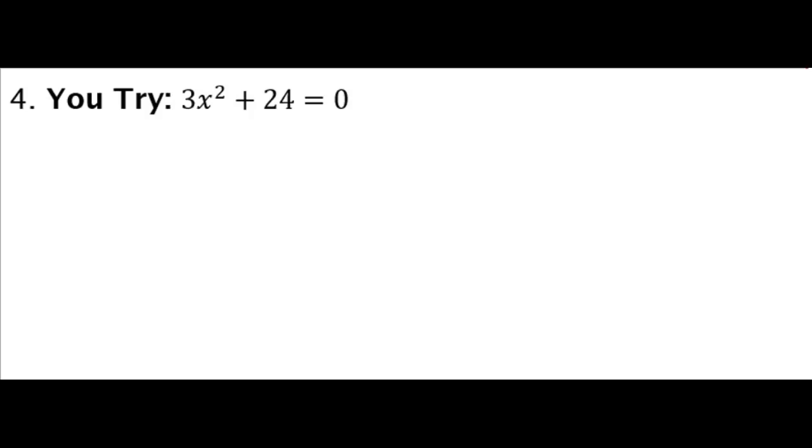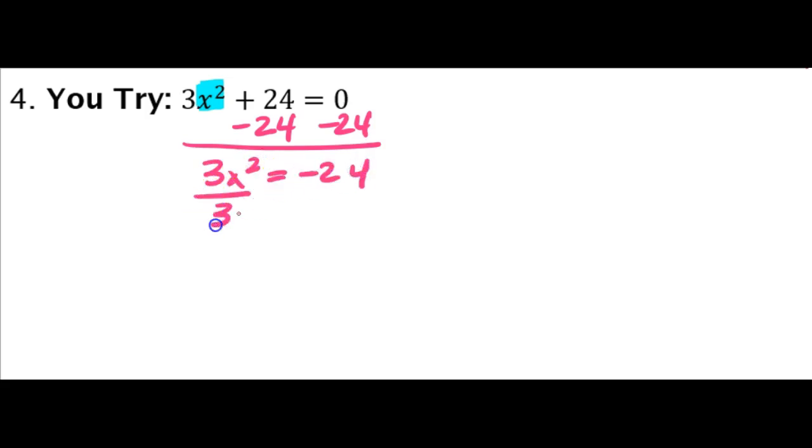This is another problem we can solve using square roots. We have to get the x squared term by itself, which is this right here. So I'm going to have to subtract the 24, and I'm going to have to divide by 3. But I have to do the subtracting the 24 first. So I have 3x squared equals negative 24, and then divide both sides by 3. So I would have x squared equals negative 8.